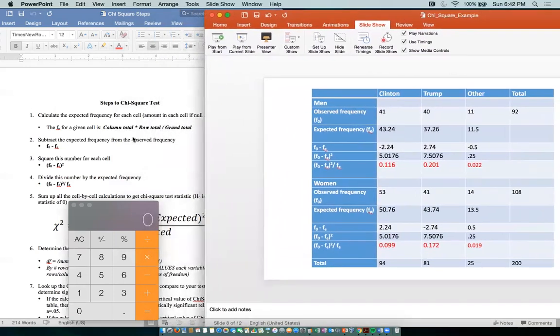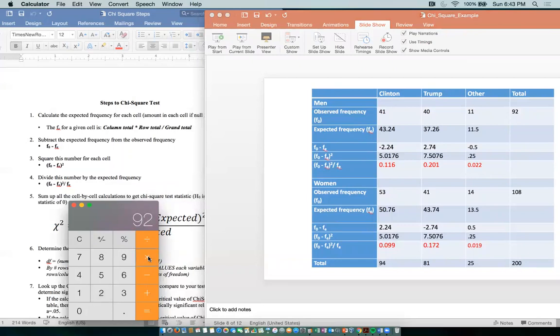Here our formula for doing the chi-square test is column total times row total over grand total. So let's start looking at men who voted for Hillary Clinton. Here our column total for men is 92.